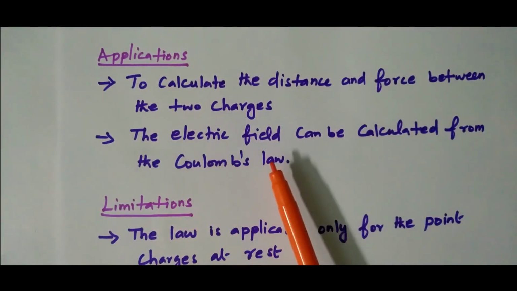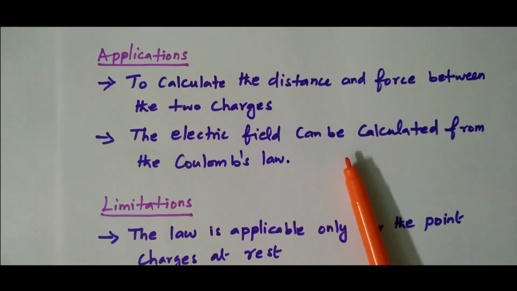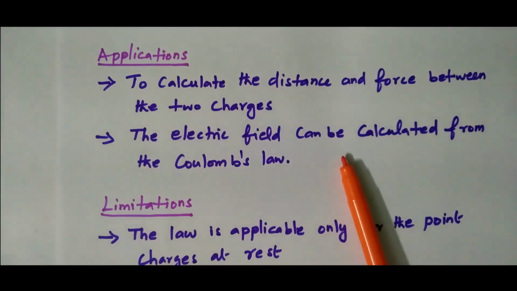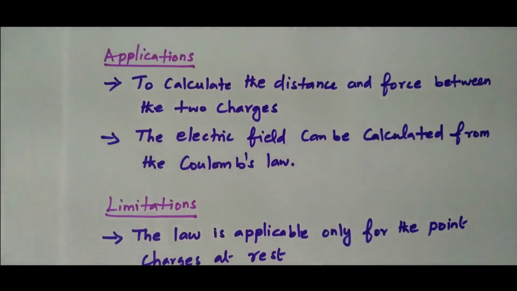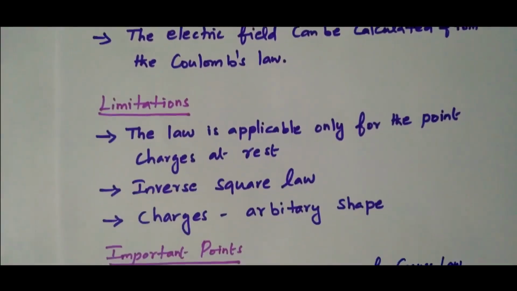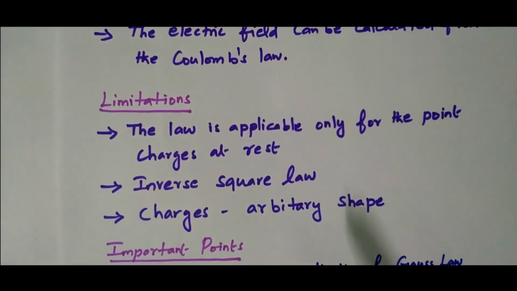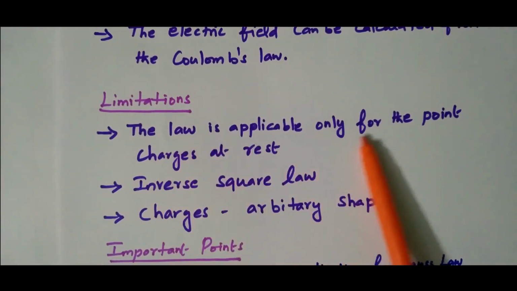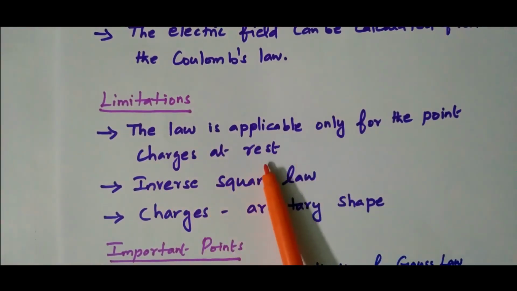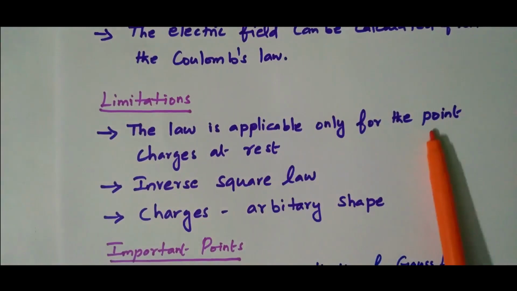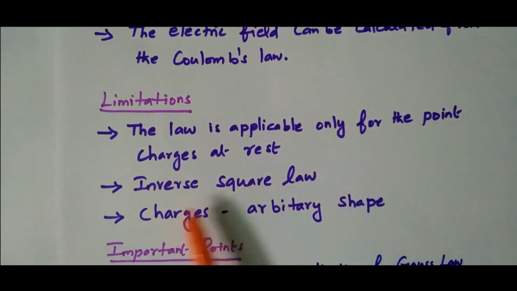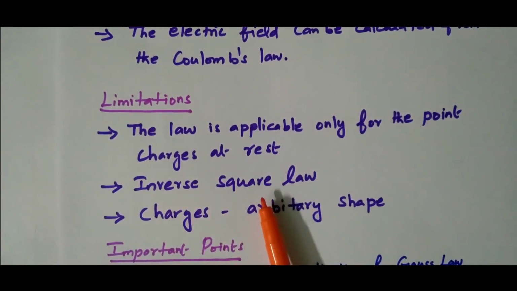Then electric field can be calculated. That is the important thing. Electric field can be calculated from the Coulomb's law. But what are the limitations? The law is applicable only for point charges at rest. It is applicable only for point charges. Then the inverse square law is applicable. We are using 1 divided by R12 square.